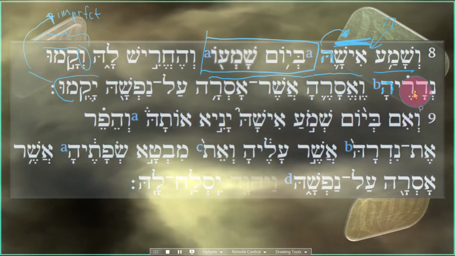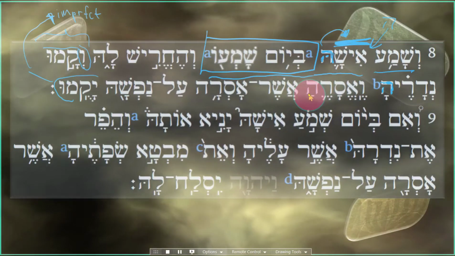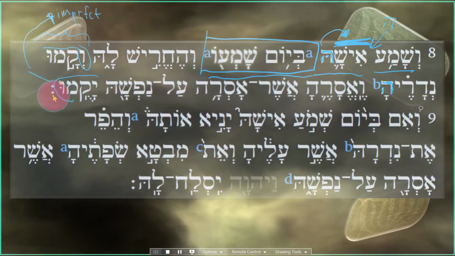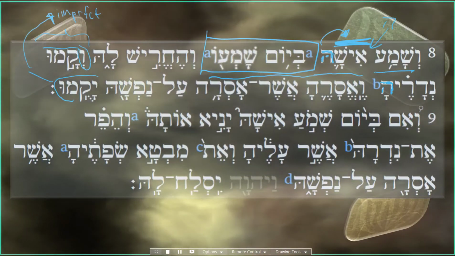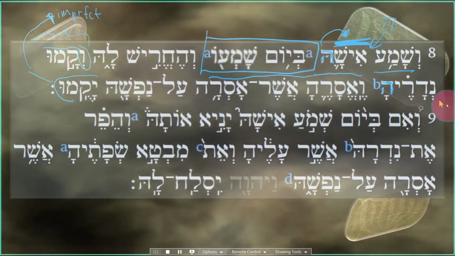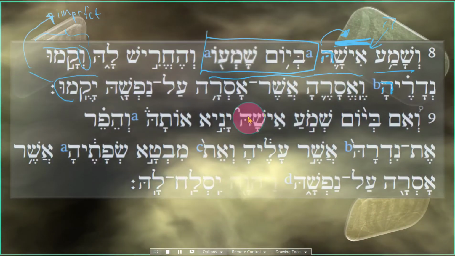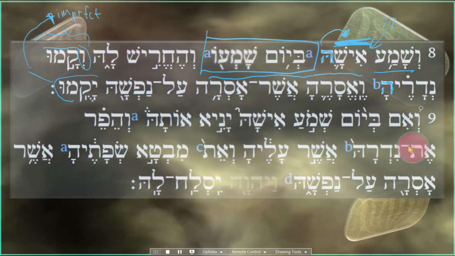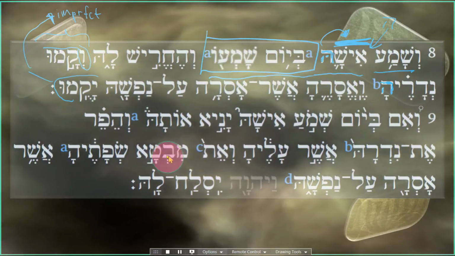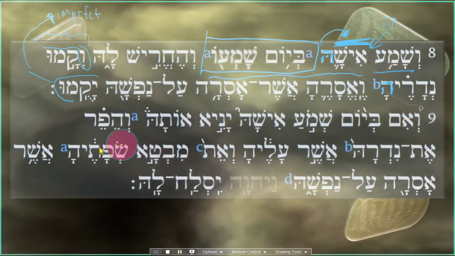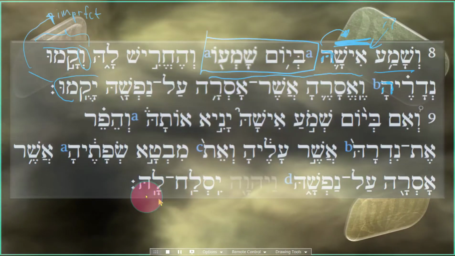Okay, so let's look here. You see my pointer? Verse 8. Okay, great. Verse 9. Maybe I'll just read verse 9 in the interest of time, if it's okay with you guys, unless someone's dying to read. Verse 9: Ve'im b'yom shemo'a isha yani otah v'hefer et nidrach asher aleha ve'et mifta sifateha. That was that idiom we had. Asher asara al nafsha v'adonai yislach lah.